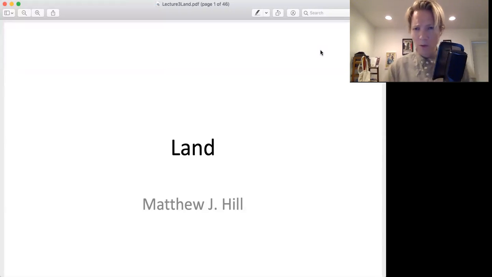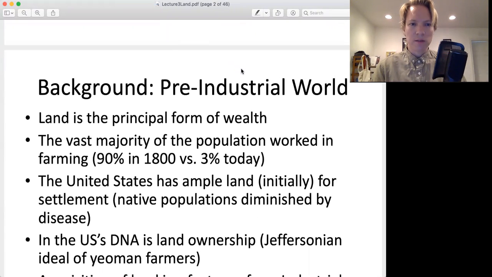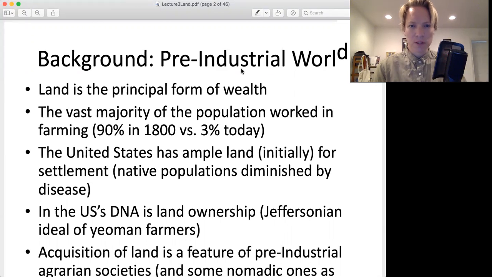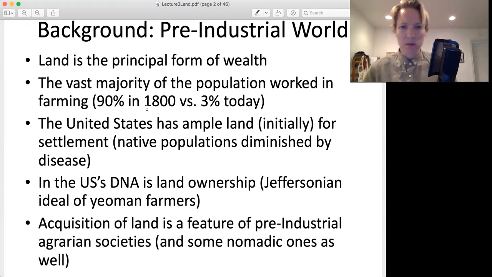All right. So this week we're talking all about land, just the history of land, and the institutions surrounding land. Okay. So in the pre-industrial world, this is the major form of wealth. Actually, for many Americans, it's the principal form of wealth now. But basically, this is the main asset in an agricultural economy. And most people were farmers, 90% in 1800, but down to 3%. So back then it was very much what everyone does.